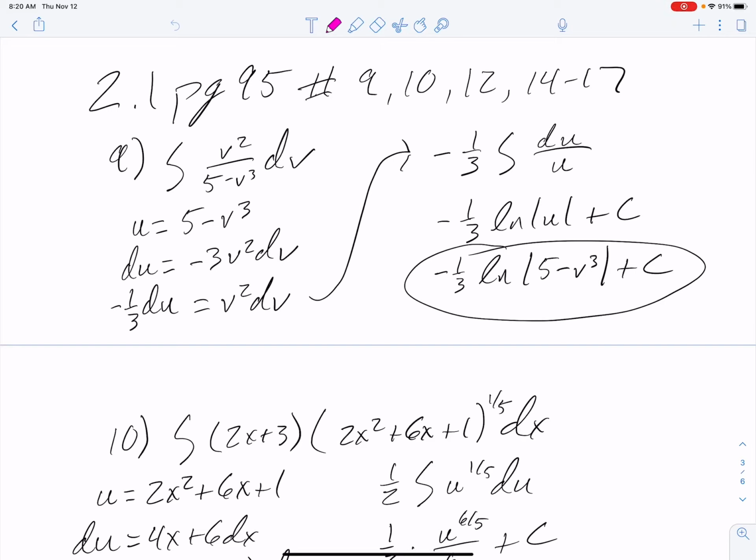So here's going to be the solutions to our second day of U substitution. Don't forget, again, we have all these ideas. We see a function and a function. We see a function and its derivative.